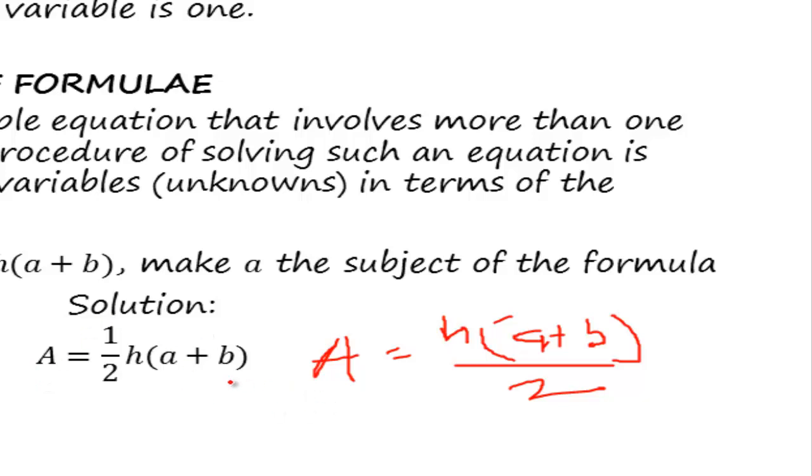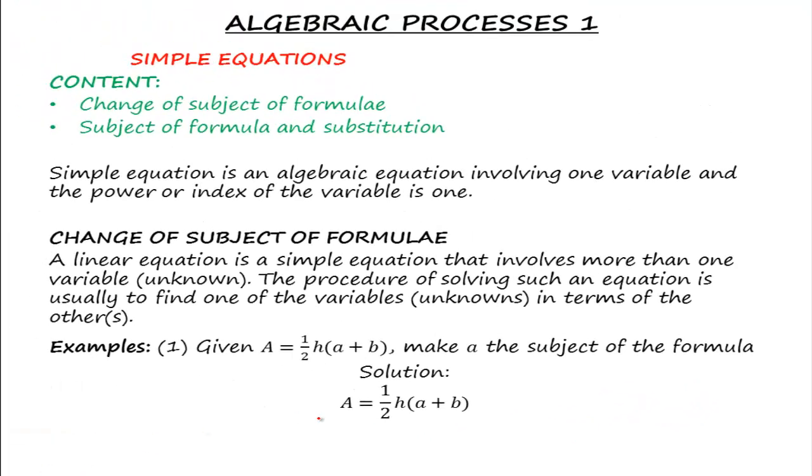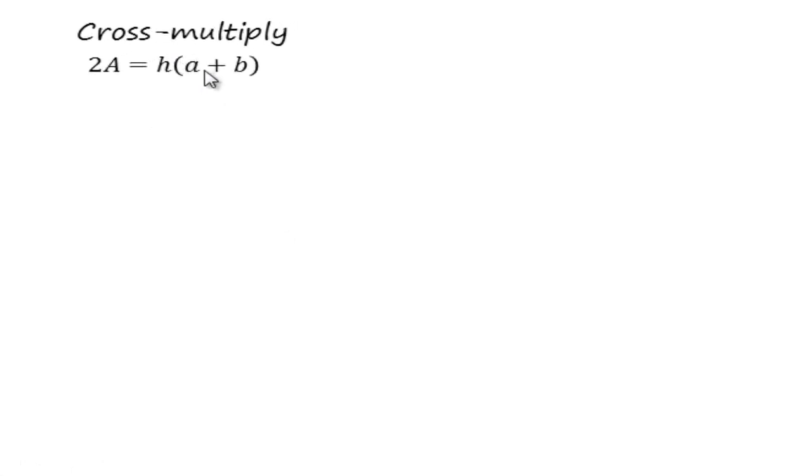Are you following now? So what do you want to do? You are going to cross multiply because this one is in fraction and this one is the same thing as A divided by 1. So you multiply this one by this one. That is capital A times 2, which is 2 capital A, and then 1 times this. Are you following? So let's move on. When you cross multiply, you are going to get 2A equals h open bracket a plus b close bracket. That is what we are going to get.